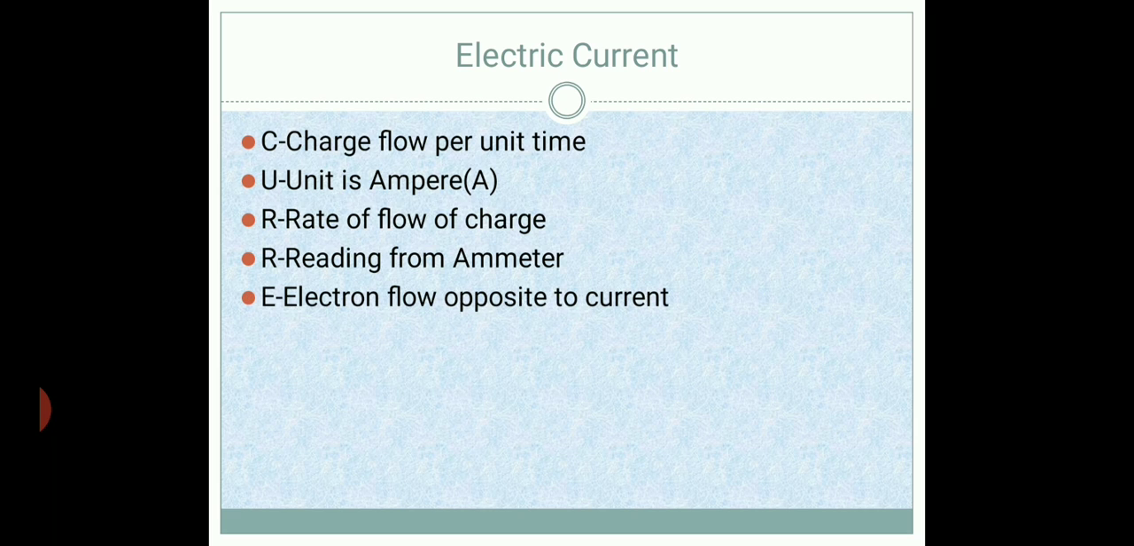E stands for electron flow opposite to current. So the conventional direction of current will be opposite to electrons. If anybody asks what should be the direction of electric current, then you can answer like that: opposite to electrons. Okay, current will flow opposite to electrons.